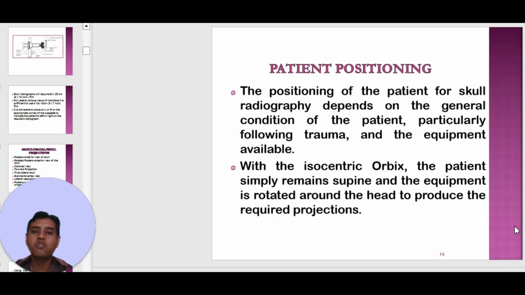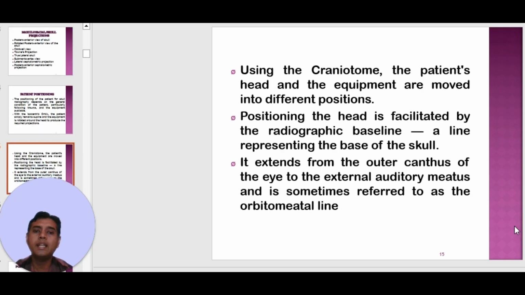The position of the patient for skull radiography depends on the general condition of the patient, particularly following trauma, and the equipment available. With the isocentric Orbix, the patient simply remains supine and the equipment is rotated around the head to produce the required projections. Using the craniostat, the patient's head and the equipment are moved in different directions.